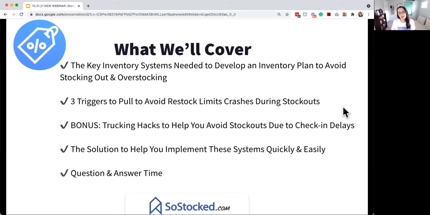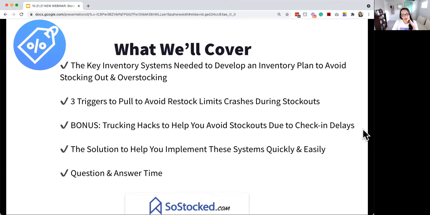We're also going to talk about restock limits: what we need to understand about them, and the 3 triggers to pull if you do get into a stock out to avoid your restock limits crashing. I'm also going to be talking about trucking hacks. This is extremely important. These are insider hacks that I got from a friend of mine who runs a 3PL warehouse. And so we will be getting into that.